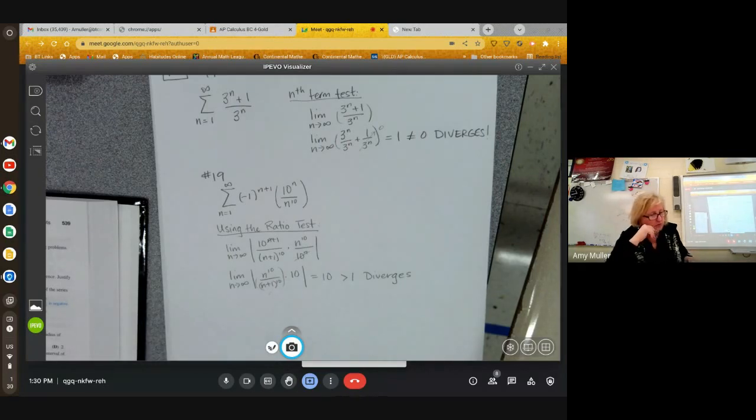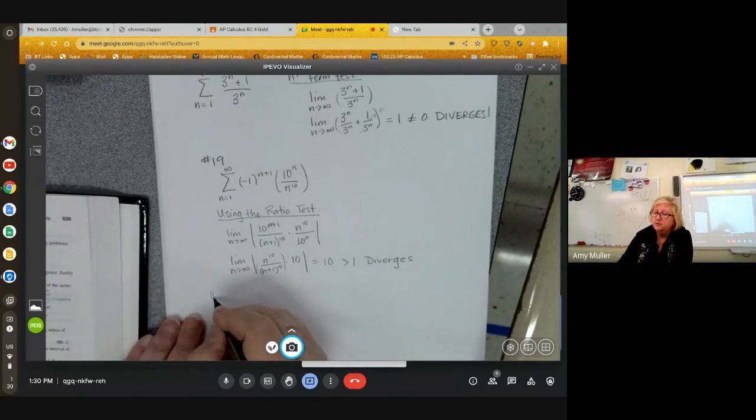All right. Number 21. Would you just do the same thing, like ratio instead of alternating? Personally, I would do the nth term test for divergence. Well, that alternates. But here, let me show you what I mean.